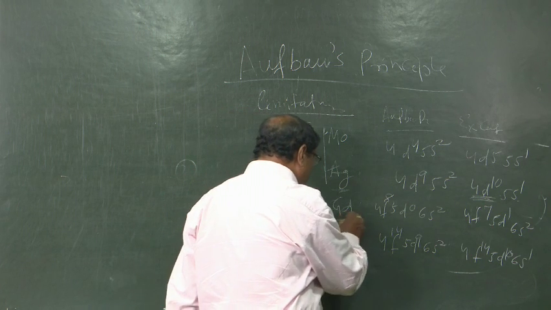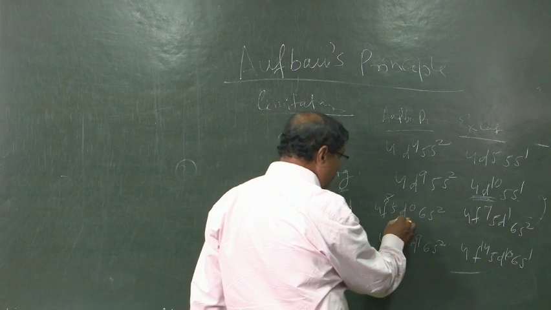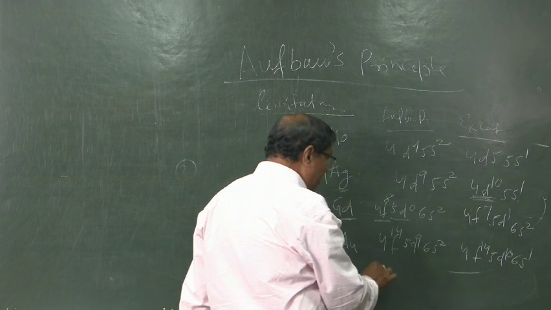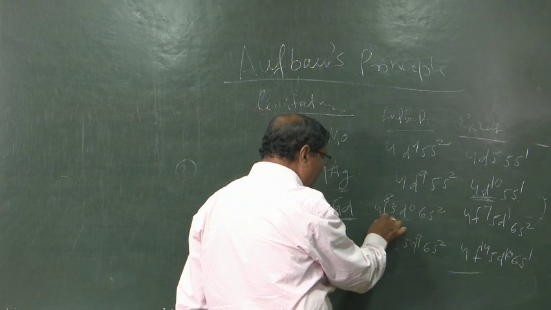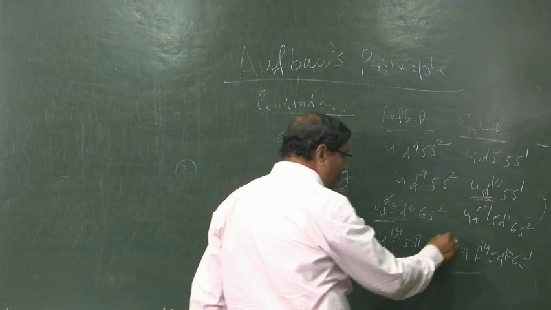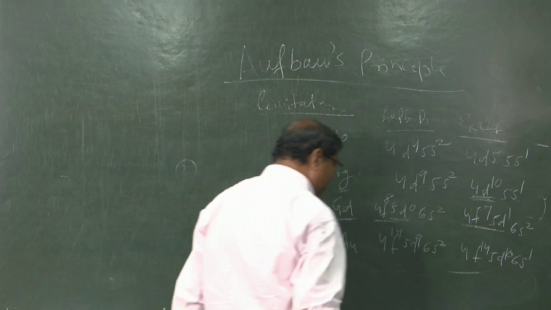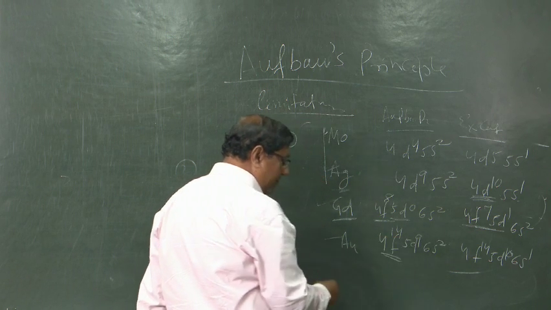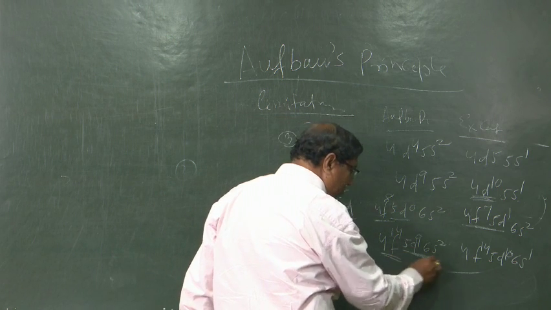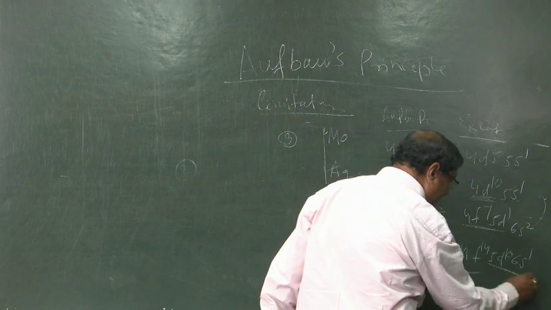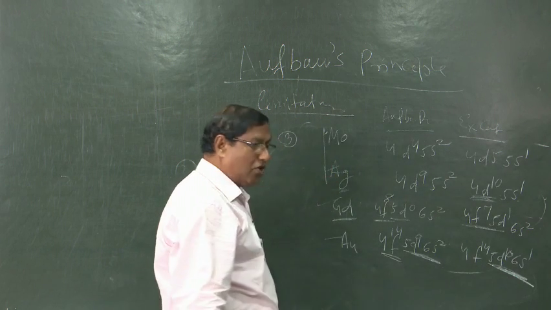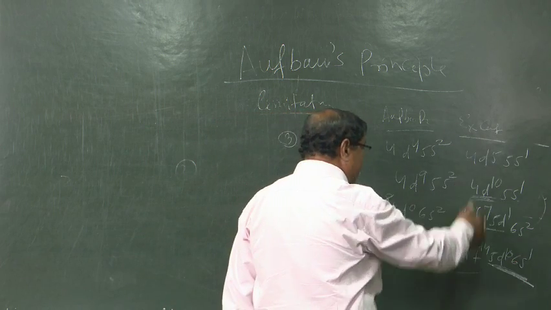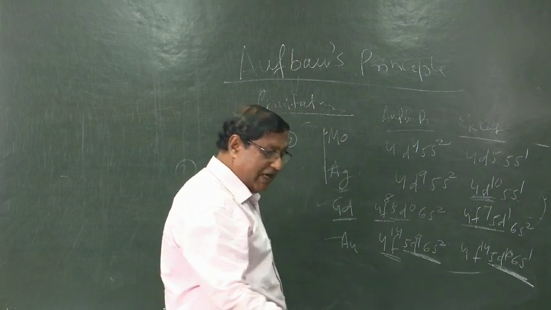Now, for gadolinium, it is 4f8 and 5d0, but the most stable state is half filled, that is 4f7. So it becomes 4f7 and 5d1. Similarly for gold, it is 4f14, filled up, and 5d9 6s2. So, this changes to 5d10 and 6s1. These are according to the above principle, but the stable or actual state is this. Therefore, this is an exception.